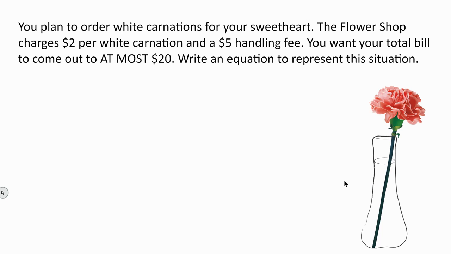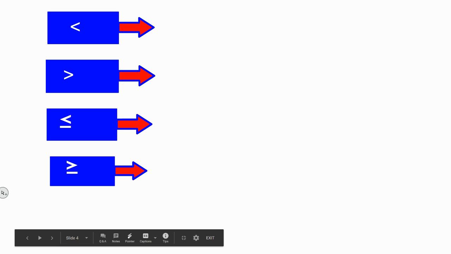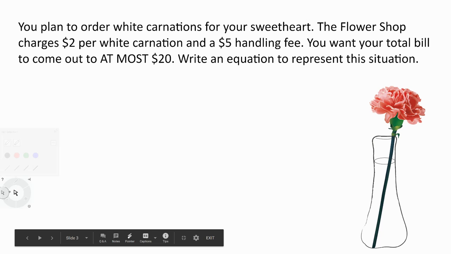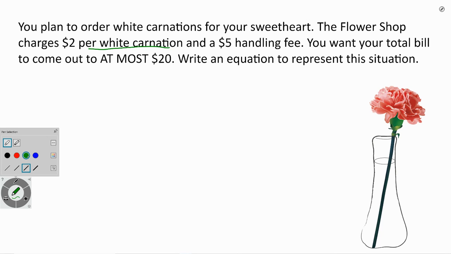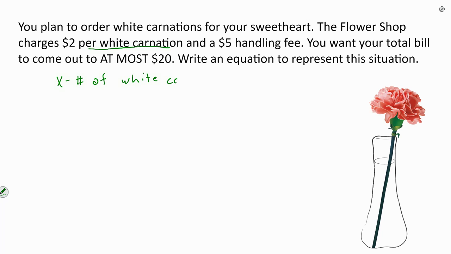Okay, so let's think about what's going on in this particular problem. What's the unknown in this problem? The unknown that we have here is the number of white carnations. That's the thing we don't know. So we're going to define that as our variable, because that's what we need to figure out eventually: how many flowers can we buy. So there's our variable.